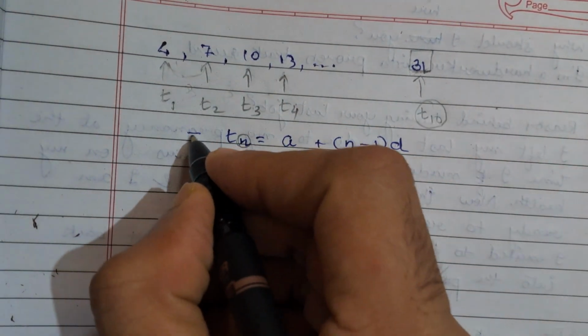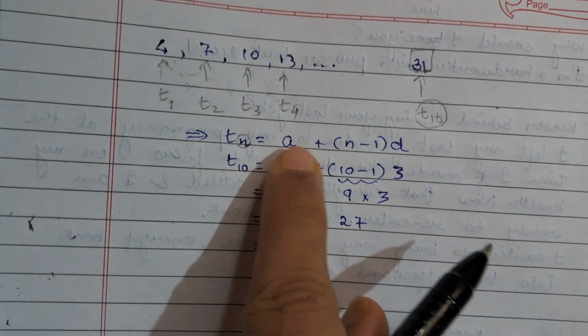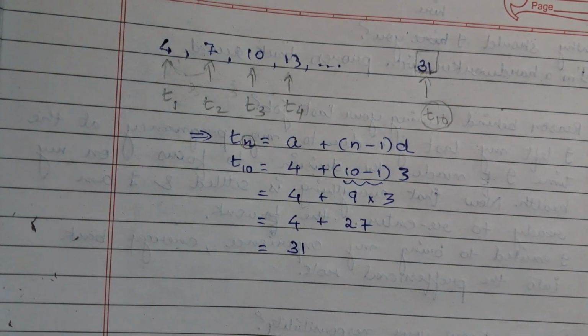I just need to remember this formula of Tn. What does the formula of Tn say? a plus (n minus 1) into d. Now let's see an example.